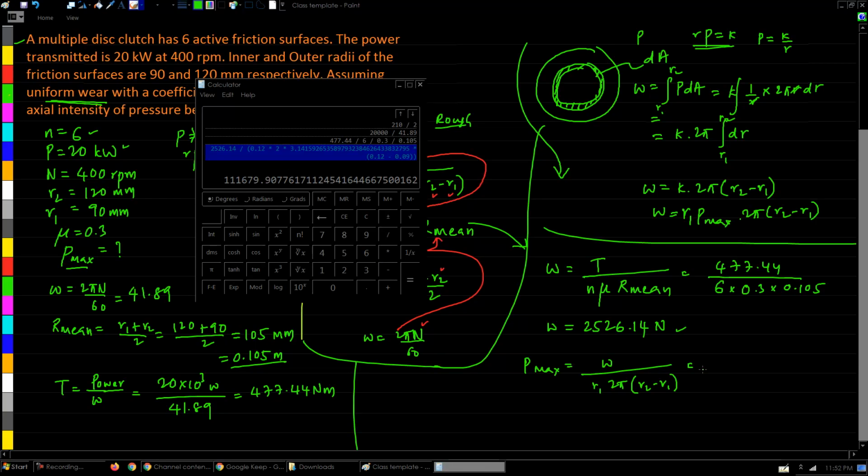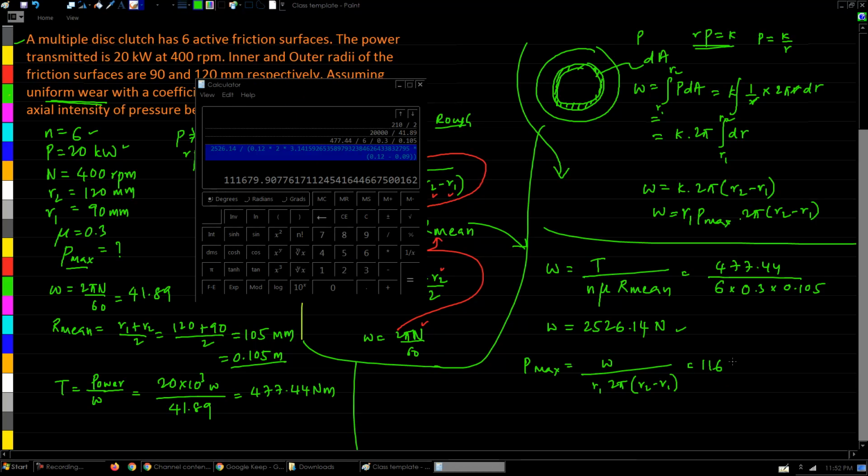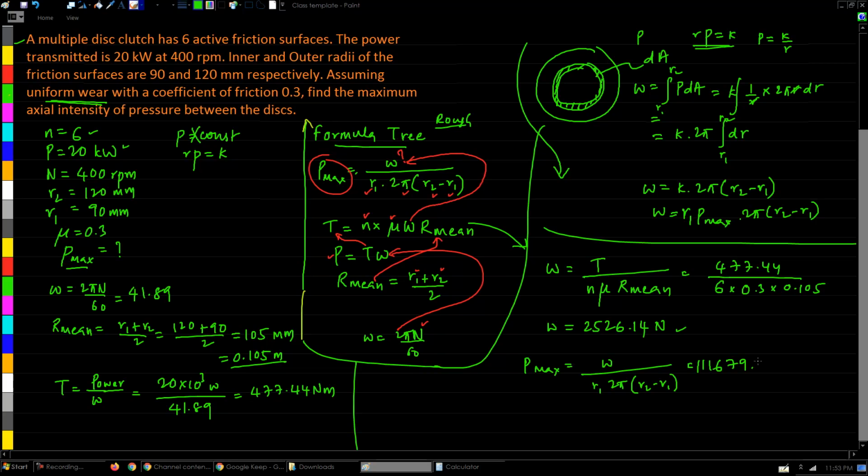So this is the maximum pressure that's acting, 111679.9. This is Newton per meter square, because everything else we have taken in that unit. So you can just modify it slightly and write it in kilo Pascal. This value here is the same as Pascal, and we are taking the decimal 3 digits to the left, so it's going to be kilo Pascal. So this here is the answer that's asked in the question.